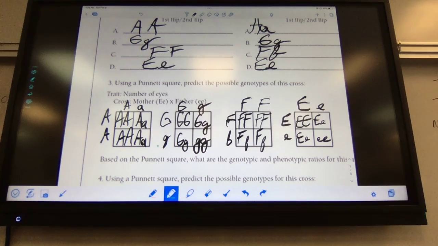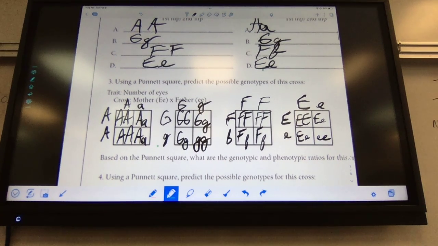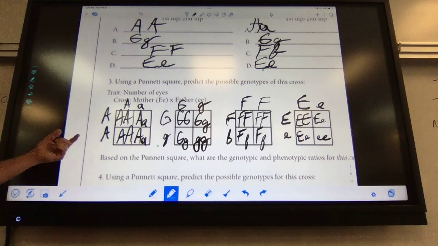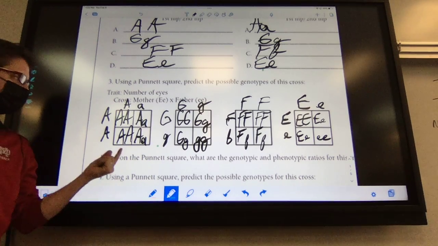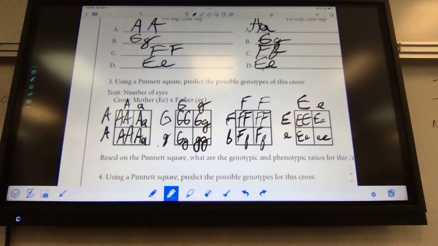What are the genotype and phenotype ratios for this trait? Just answer this question right here based off of one of these traits. So you can pick yours. I'm going to circle this one and then answer it down here. What is the genotype ratio?